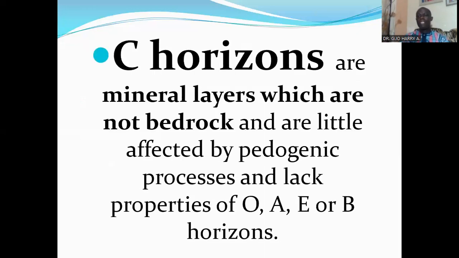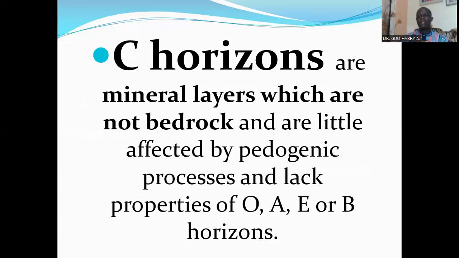Now I want to look at the C horizons. What does the C horizon contain? C horizons are mineral layers which are not bedrock and are little affected by pedogenetic processes and lack properties of O, A, E, or B horizons. So the C horizons are usually found below the B horizons, and they are mineral layers.